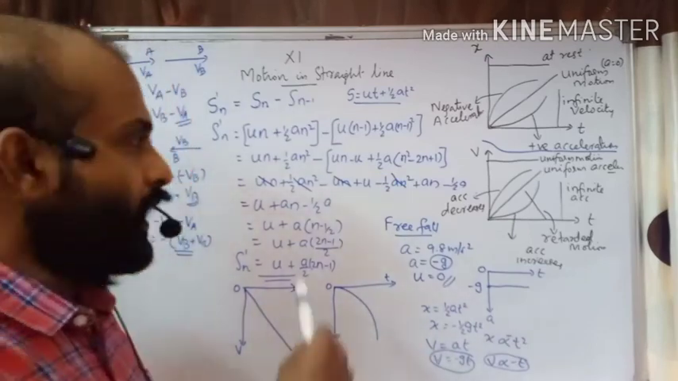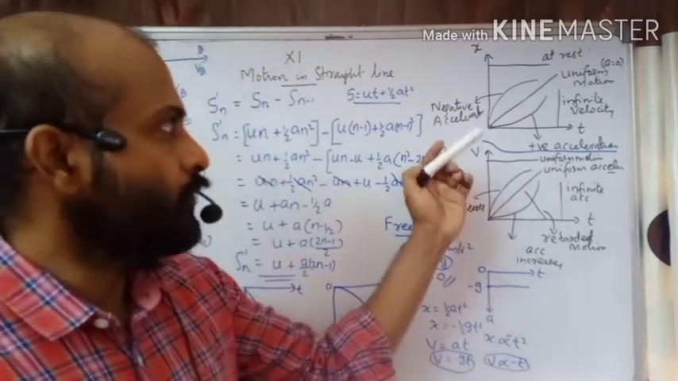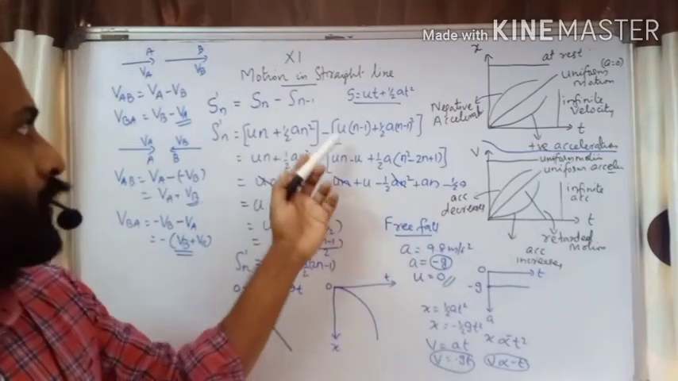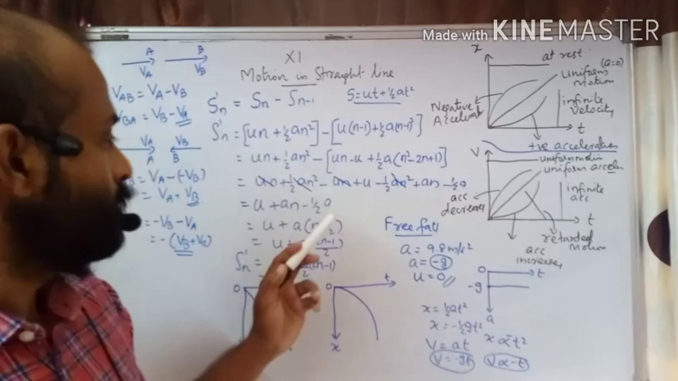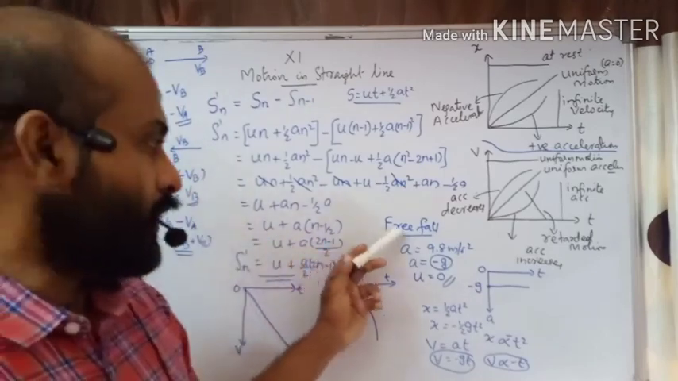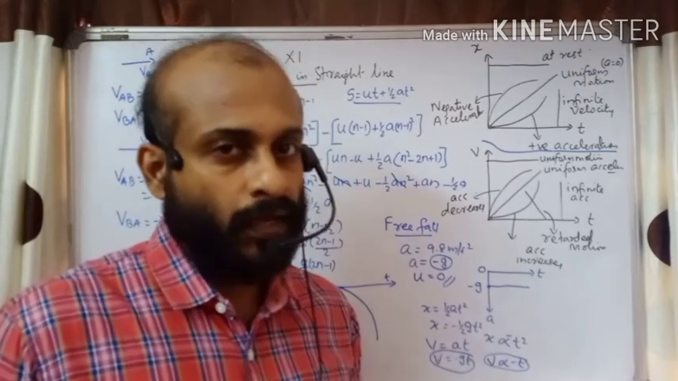So we have covered a few topics from motion in a straight line. Initially, we have seen the position time graph, the velocity time graph, an important relation, that is the relation for the distance traveled by a body in the nth second. Then we have seen what is meant by relative velocity, and at last we have seen free fall. Okay, I hope that you have understood.